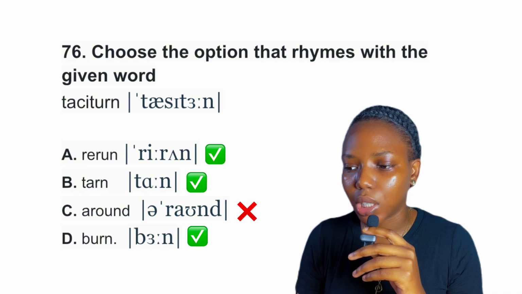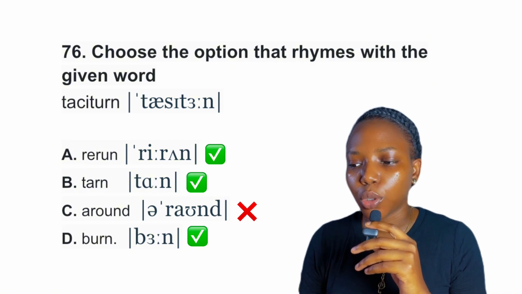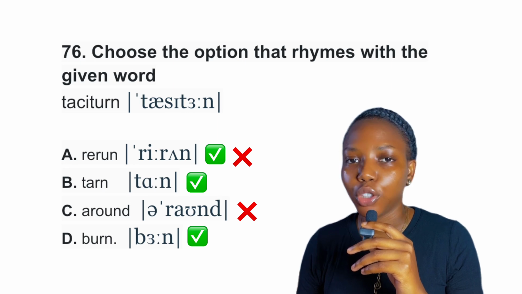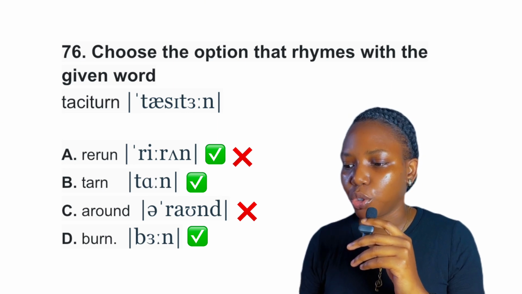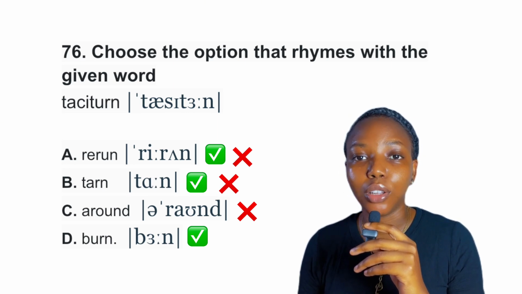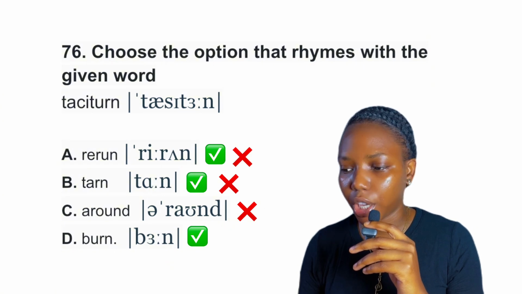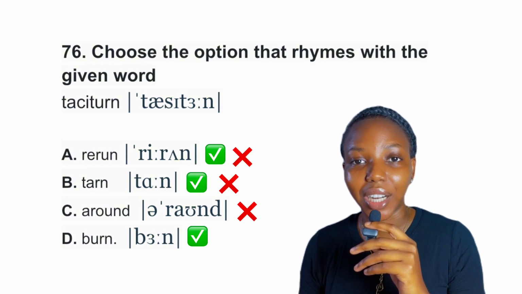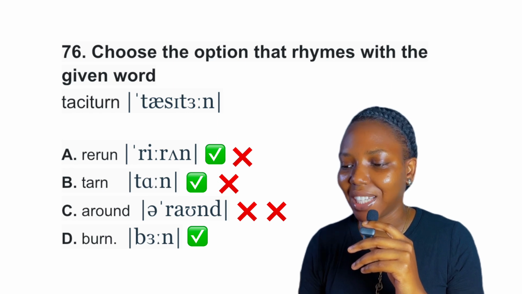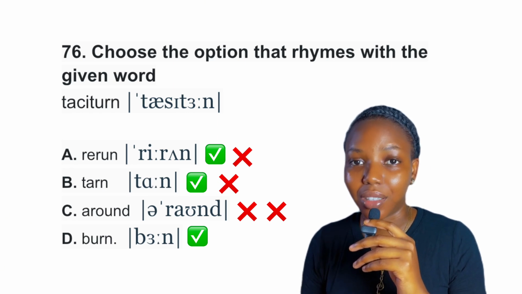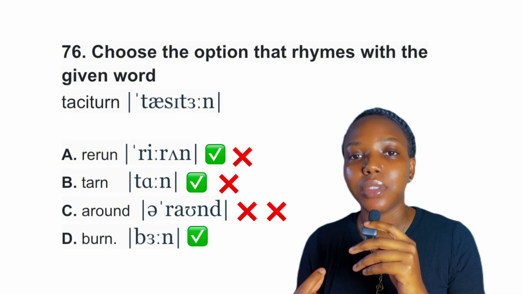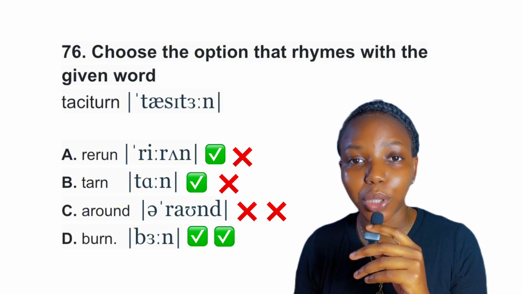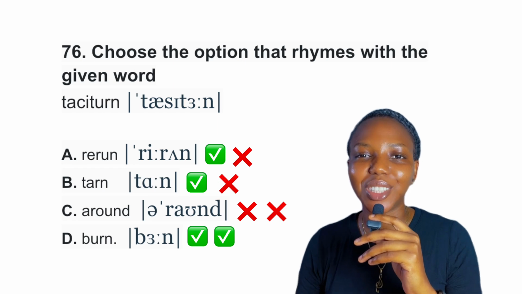So you go to the second to the last sound. What you have in option A is not what we have there. Okay, so we let it go. Then you go to option B. What we have is the long vowel sound. Option C, we have the n sound, which is the second to the last, and then we have ow, as in around. Then option D, we have the sound. So the answer to this question is definitely option D. Option D is the final answer to this question.